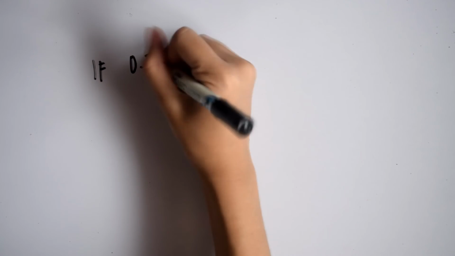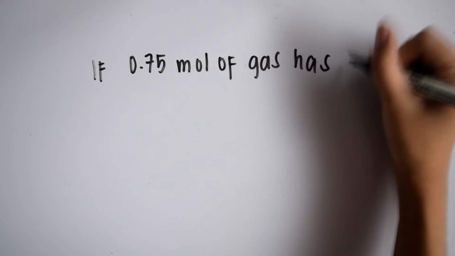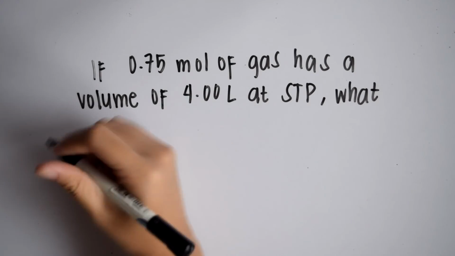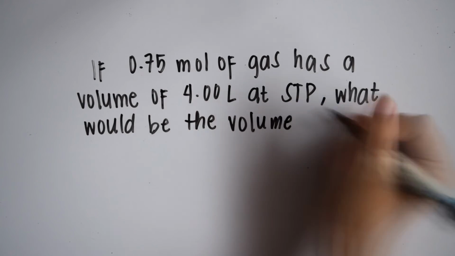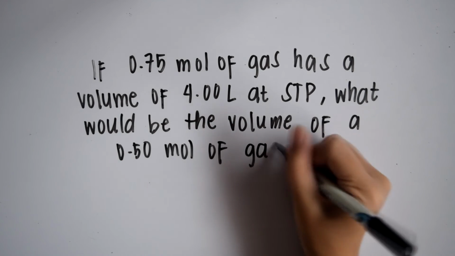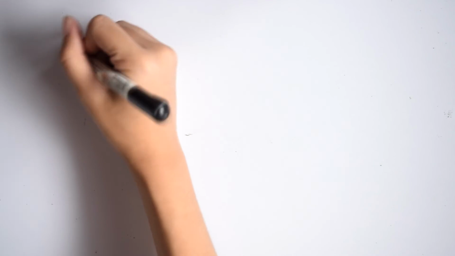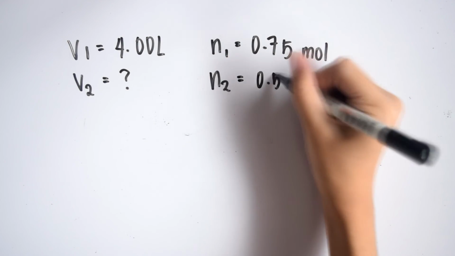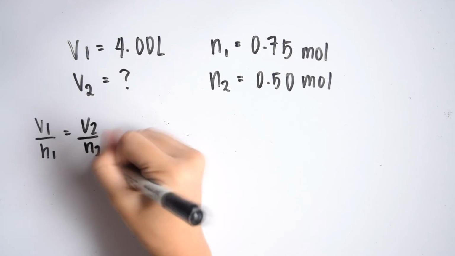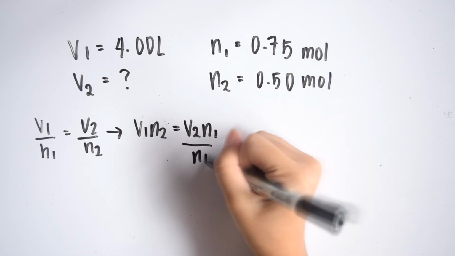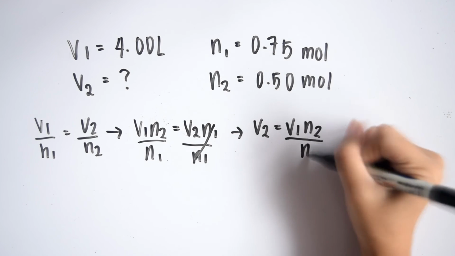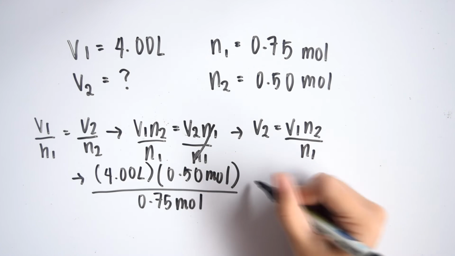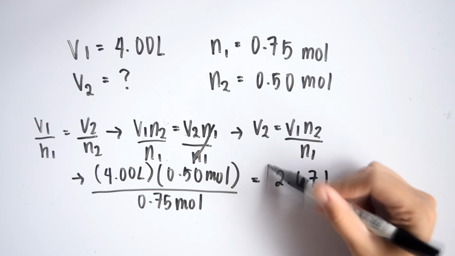Now, for an example of Avogadro's law. If 0.75 mole of gas has a volume of 4 liters at STP, or standard temperature and pressure, what would be the volume of 0.50 moles of gas? So, the given are the following. Since V sub 1 is 4 liters and n sub 2 is 0.50 moles, we will multiply them and divide them by n sub 1 or 0.75 moles. Moles will be cancelled, thus giving us a final answer of 2.67 liters.